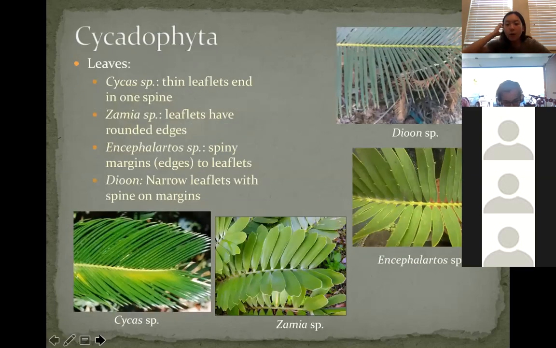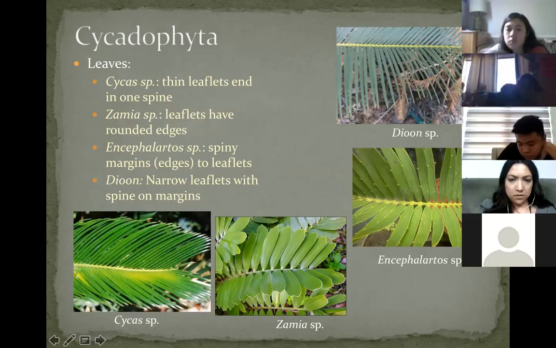Okay, so there are 4 different genera that we're going to be looking at within the Cycadophyta. We have Cycas, Zamia, which is my personal favorite, Encephalartos, and Dioon. Now, Cycas and Zamia are the 2 that you should definitely be able to easily tell apart, just because they're pretty distinct from the other 2.